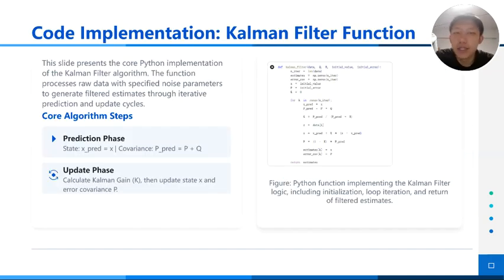Here is the Python code for the Kalman filter function. It takes the raw data and the noise parameters Q and R. The loop goes through each data point, first predicting the next state and then updating it with the actual measurement. This is where the magic happens to filter out the noise.